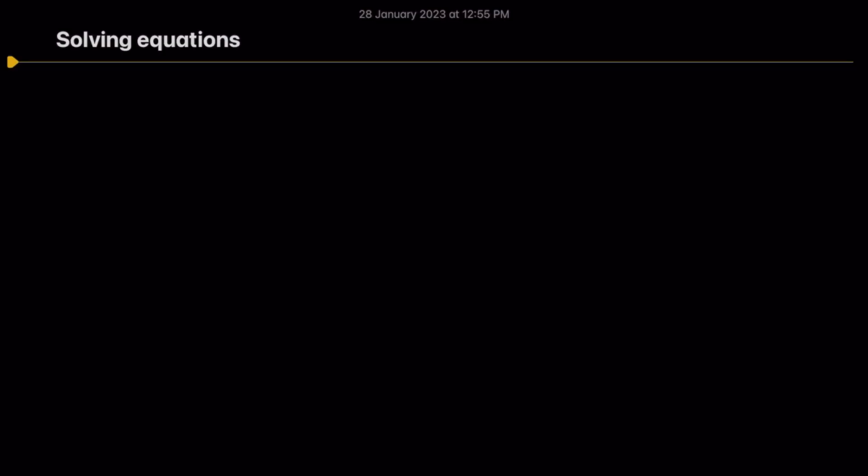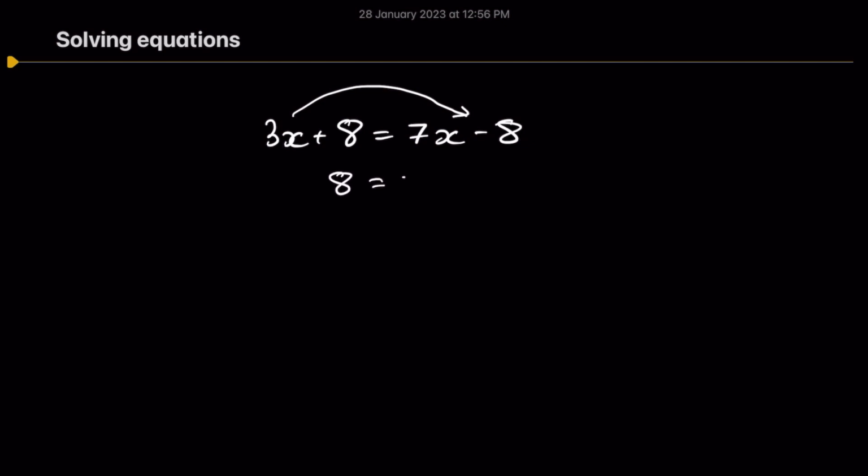Now how do you solve equations with x on both sides? Let's take an example. 3x plus 8 is equal to 7x minus 8. We always want the x to be positive. So we take the 3x on the other side. So that would become 8 is equal to 7x minus 3x minus 8.